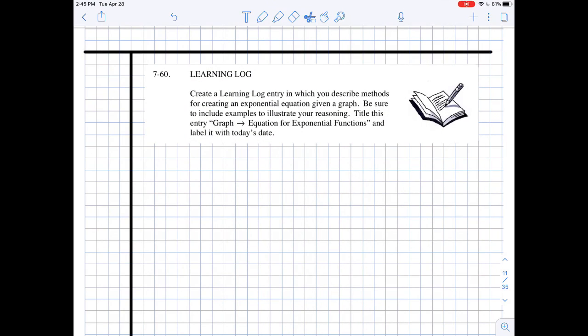So for this last portion, I want you to write a learning log in your notebook, and I want you to talk about your method for writing the equation given a graph.